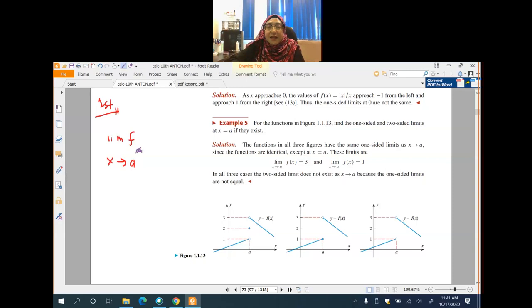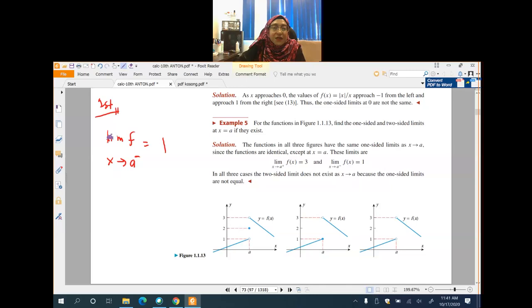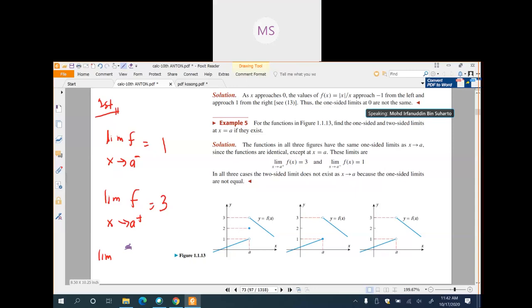It is equal to what? What is the value for the limit of f as x tends to a from the left? 1. It is equal to 1. Yes, correct. So this is our first piece of information from this graph. The second one, limit of f as x approaching a from the right. What will be the value? The answer is three. If you compare these two values, are they the same? No. So what is the conclusion? The limit of f as x tends to a does not exist.